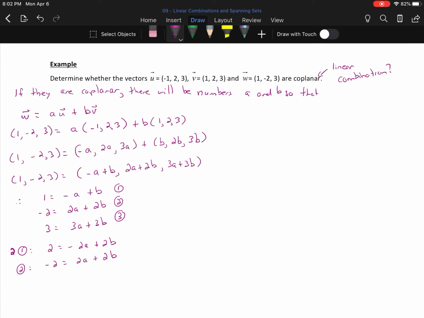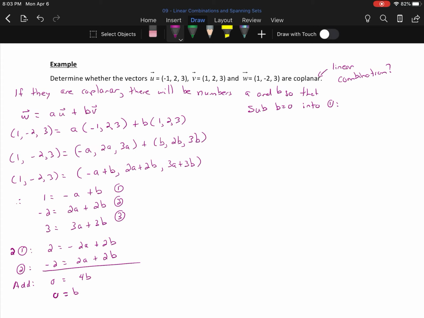Oh, not plus 4b. Something felt wrong there. Let me just erase that. Plus 2b. So equation 1 I multiplied by 2, and equation 2 I didn't do anything to. So now I've lined those up, so now I can add. I love adding with the elimination. It eliminates some errors, and I get 0 equals 4b. B will have to be 0. To make the first two equations work, only b equals 0 will make that happen.